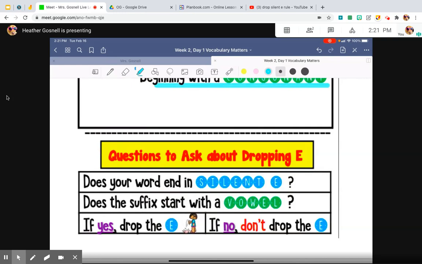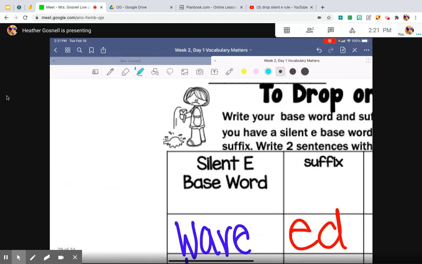The first thing we need to say is, does your word end in a silent E? Because if the answer is yes, then you need to ask this question. Does the suffix you want to add start with a vowel? If the answer is yes, then you need to drop the E. If the answer is no, don't drop. So let's practice this.